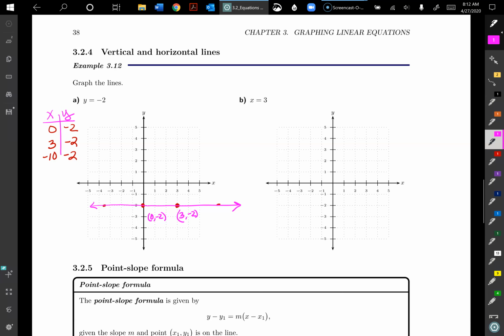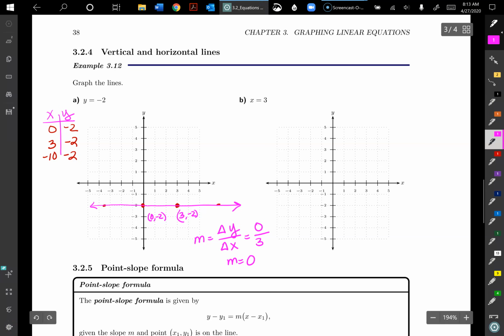So that is it. My slope for that, if you remember, I would have no vertical change. So if I think of it this way, m being change in y, or my vertical change, over my horizontal change, I would have 0 over whatever it is, for this case 1, 2, 3, equals 0. So remember, for horizontal lines, slope is always going to be 0. It's just a flat line.